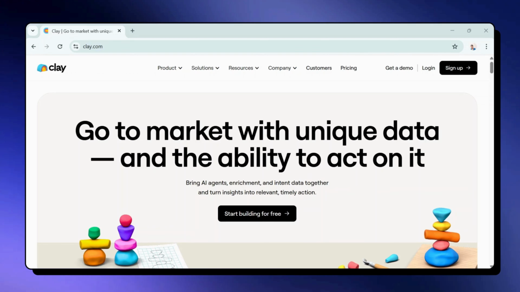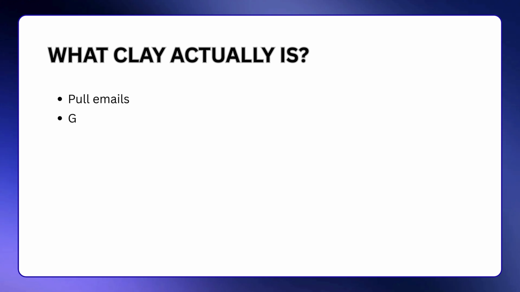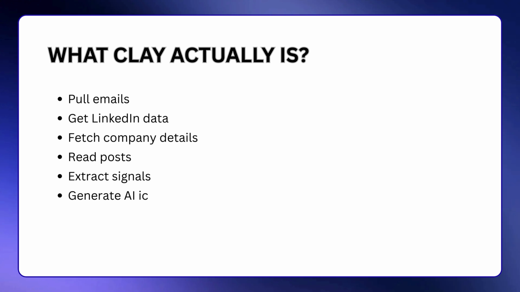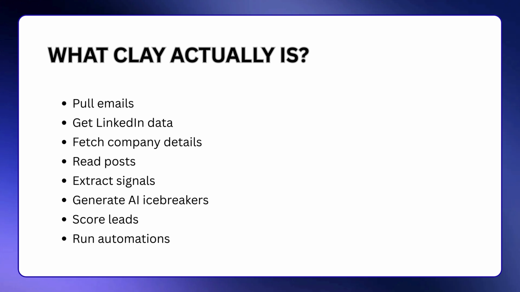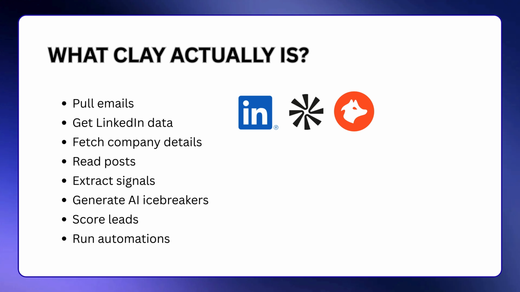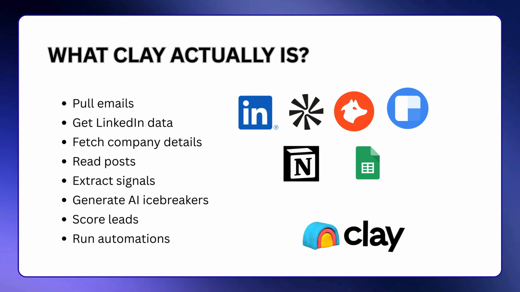It looks like a spreadsheet, but each column can do things like pull emails, get LinkedIn data, fetch company details, read posts, extract signals, generate AI icebreakers, score leads, and run automations. So instead of jumping between LinkedIn, Apollo, Hunter.io, Clearbit, Notion, and Sheets, Clay centralizes everything.